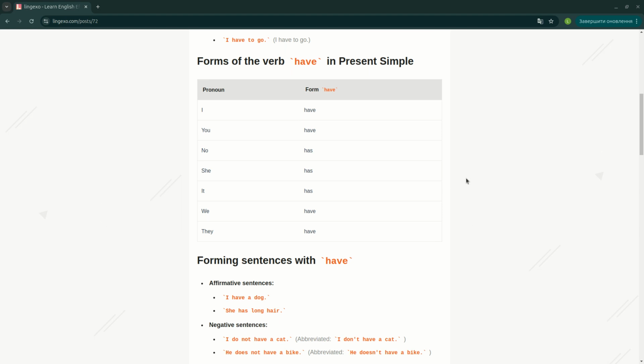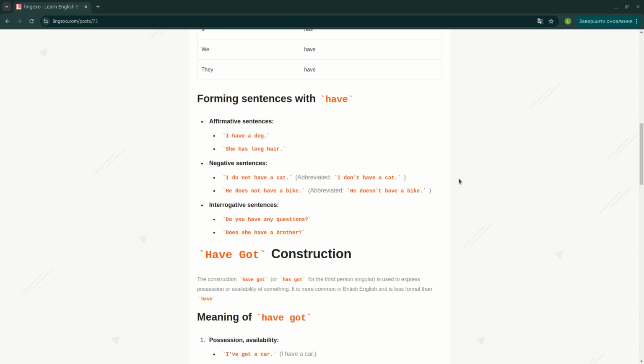Let's see how we build sentences. Affirmative sentences. I have a dog. She has long hair. Negative sentences use do or does. I do not have a cat. I don't have a cat. He does not have a bike. He doesn't have a bike.